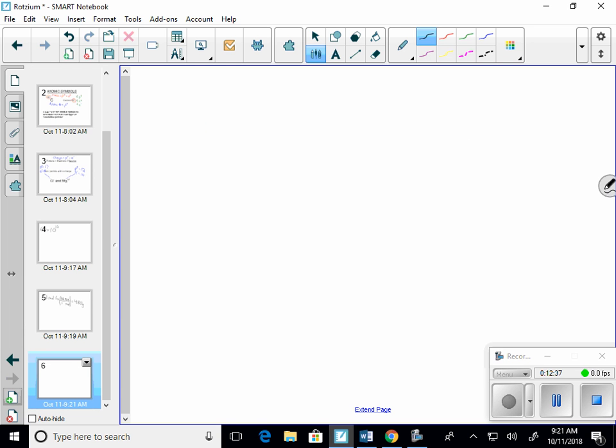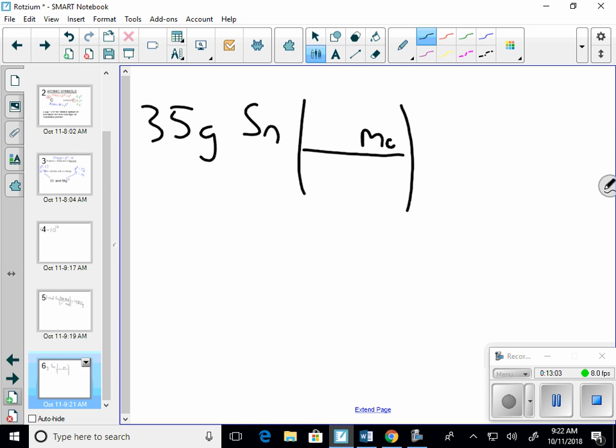Number 3 says, I have 35 grams of tin. How many moles do I have? And I would immediately write down what I'm given. 35 grams, and Sn is the symbol for tin. Tin was discovered back when Latin was spoken, so stannum, that's what the Sn is for. I want to convert to moles, which means moles is on the top of my conversion. Grams is on the bottom because I want that to cancel out.